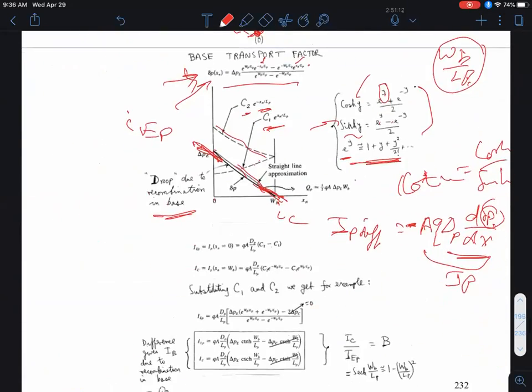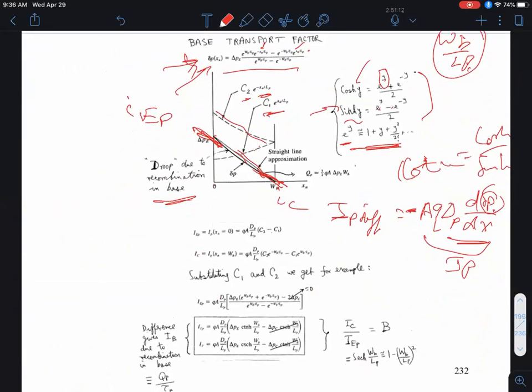As I told you, I will test you on this in the final exam, okay? And you need to understand the physics. You can't just plug and chug because the problem will be tricky. You won't be able to do that, okay?